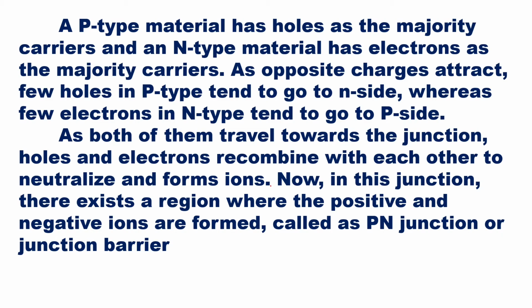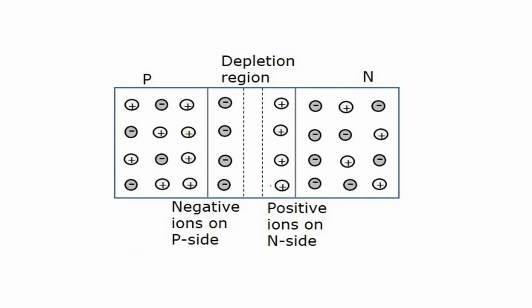Now in this junction, there exists a region where the positive and negative ions are formed, which is called the PN junction or junction barrier. So here you can see the electrons from the N side were initially moving towards the P side and holes from the P side were initially moving to the N side, and then they got recombined. They combined with each other because of attractive charges. One was positive, one was negative, and in that process they formed ions.